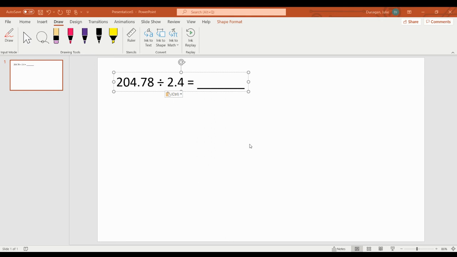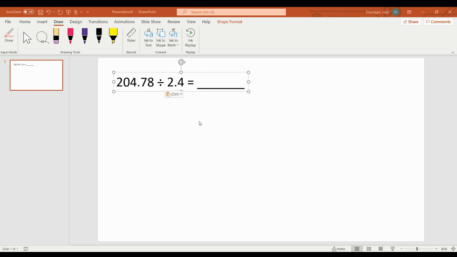We're going to look at long division, and we're going to include decimals with it just so that we can kind of do two things at once. Okay, so this equation reads 204 and 78 hundredths divided by 2 and 4 tenths.